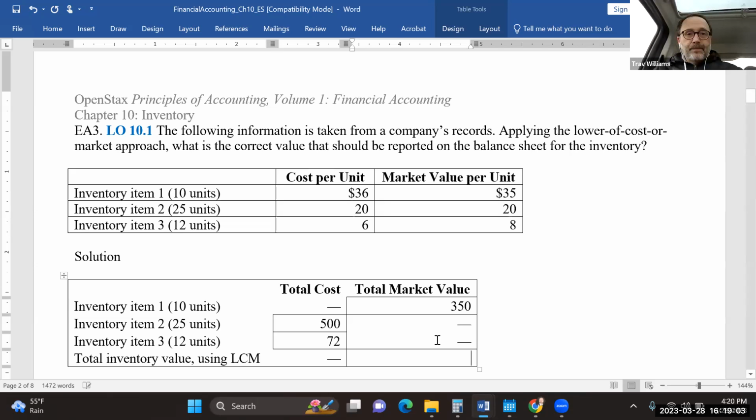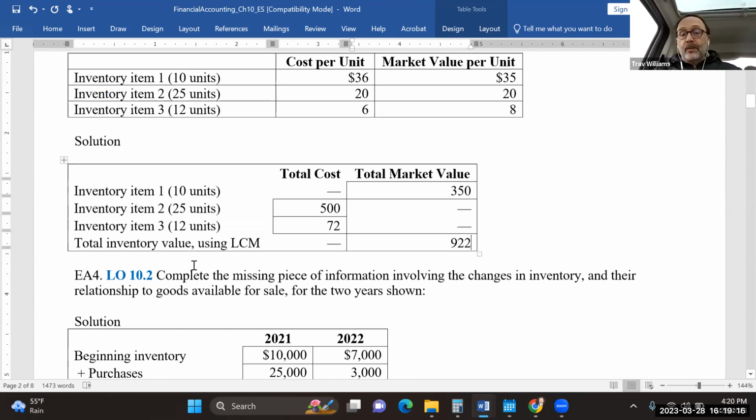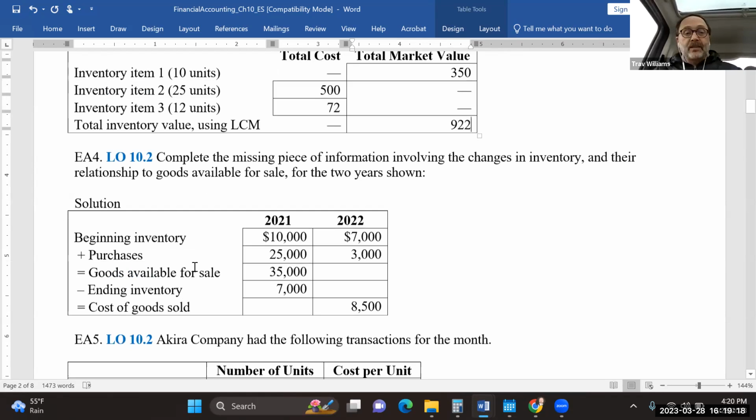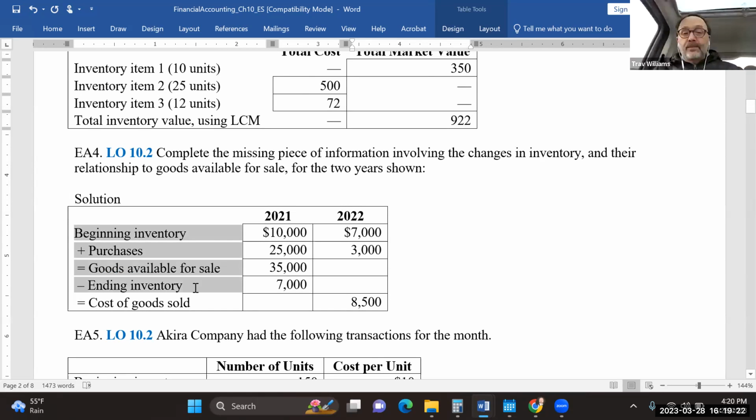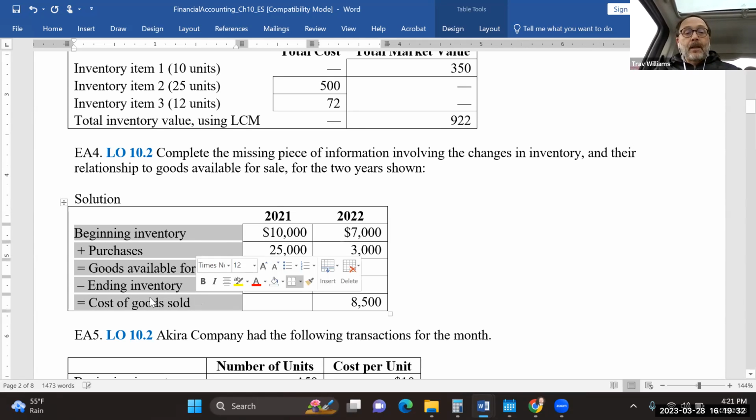All right, here we've got a formula that's very useful. Beginning inventory plus your purchases equals your goods available for sale, kind of like we saw in that first exercise. And then when you subtract your ending inventory, the difference is your cost of goods sold. So this is a very helpful formula.